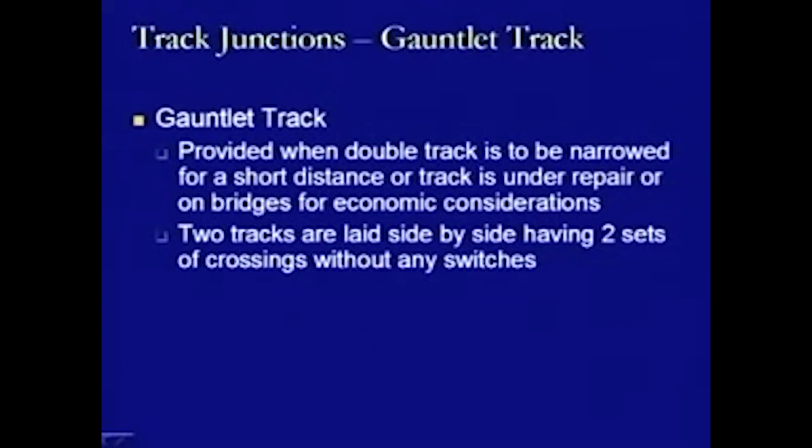The two tracks are laid side by side having two sets of crossings without any switches. So, there is no chance of movement from one track to another track in this case, and that is why there is no switch in between, because we are not interested in providing the movement from one track to another track, the specifications may be different or one track is not in use, and therefore, there is no point in making that switch over. We will be looking at the diagram of this gauntlet track.